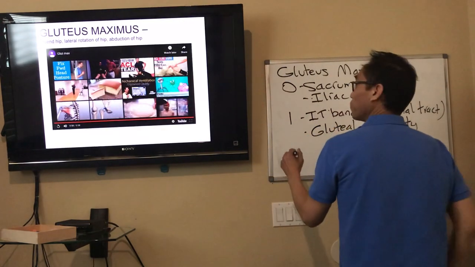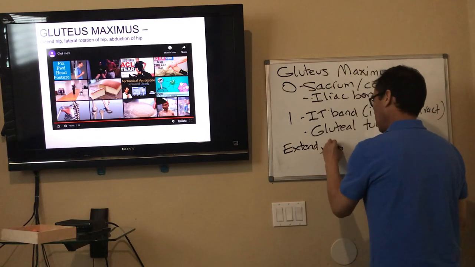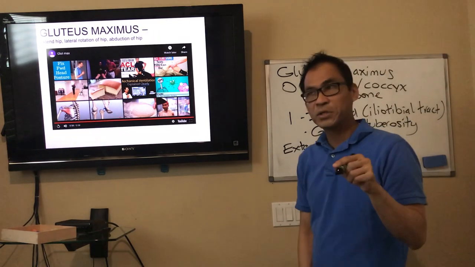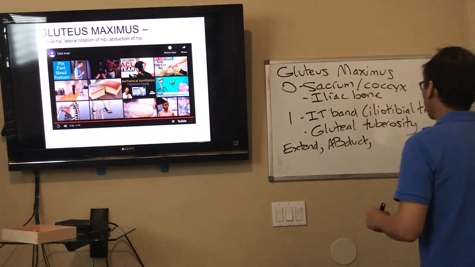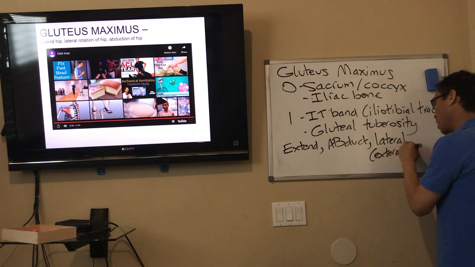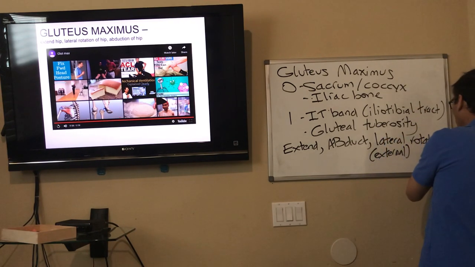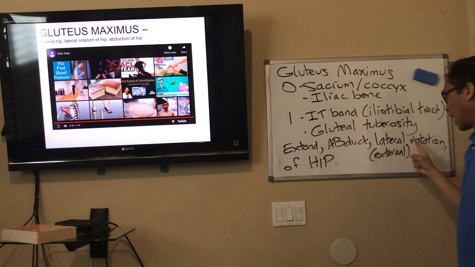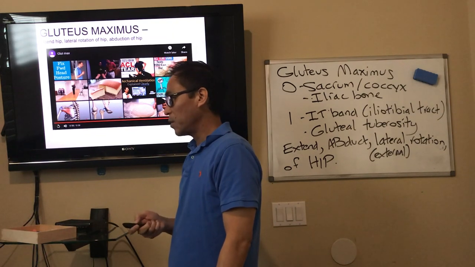So this muscle can extend. Abduct. Laterally rotate hip. You can either say lateral rotation or external rotation. I got that mixed up. Lateral or external rotation, all at the hip. Extend, abduct, laterally rotate hip. That's the glute max. So let's do gluteus medius next.